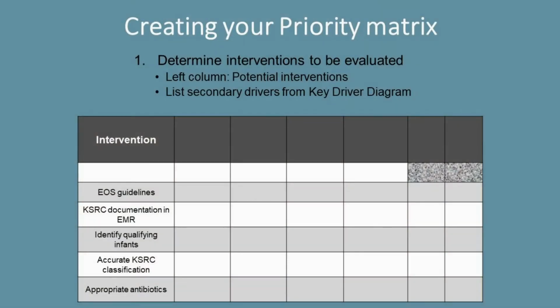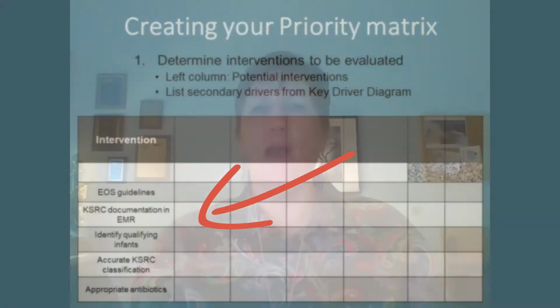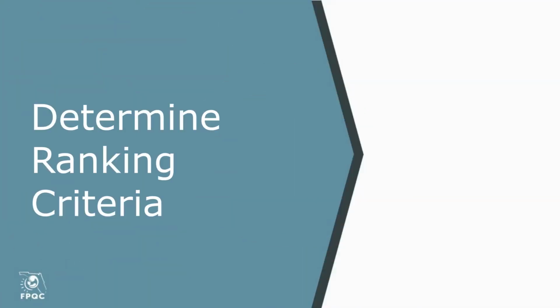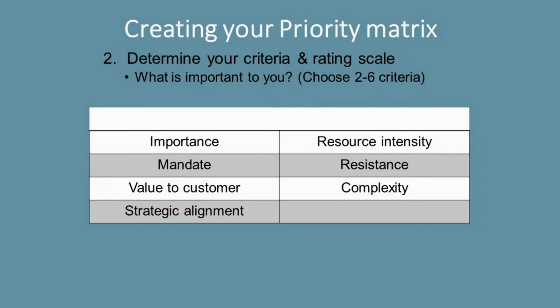The next step in the process is to list all the interventions or secondary drivers from your key driver diagram in your matrix in the far left-hand column right here. We couldn't include all 7 because of space constraints, but we were able to include 5 for the purpose of this demonstration. Next, determine what ranking criteria you want to use based on what's important to your team and your project. This is a list of potentials, but you can certainly create your own.